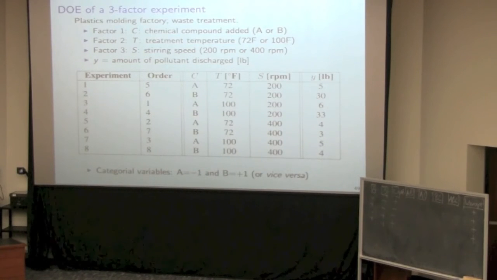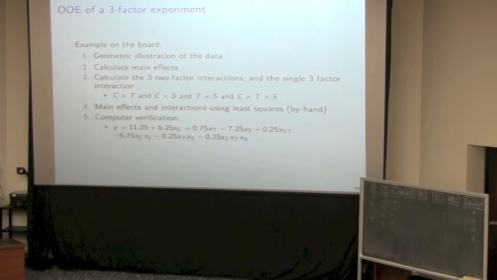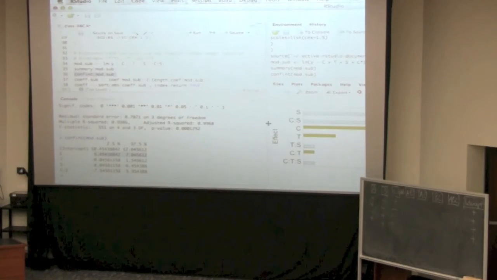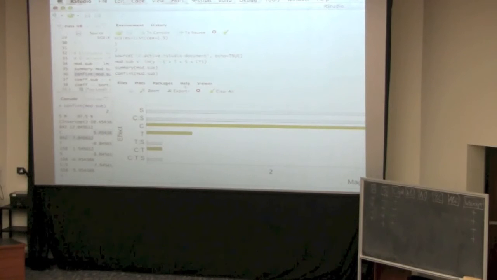And when we did the analysis in R, we calculated this least squares model. There's an intercept plus a coefficient for C, T, and S, a CT interaction, CS, and a TS interaction, as well as a CTS three-factor interaction. And I've given you some code on the website several days ago, and I showed it to you in class 12, where you can visualize those coefficients, and that code, when you run it, will generate a plot as follows.